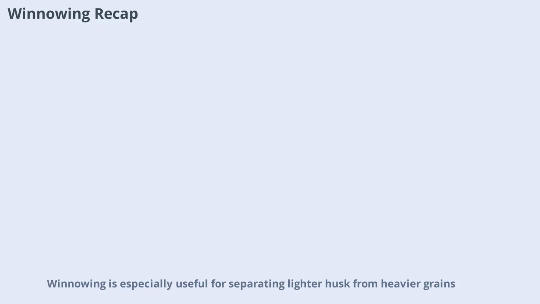Winnowing is especially useful for separating lighter husk from heavier grains. The process uses wind or air to blow away the lighter particles, leaving the heavier ones behind. It's a simple yet effective method, commonly seen in rural areas and farms.